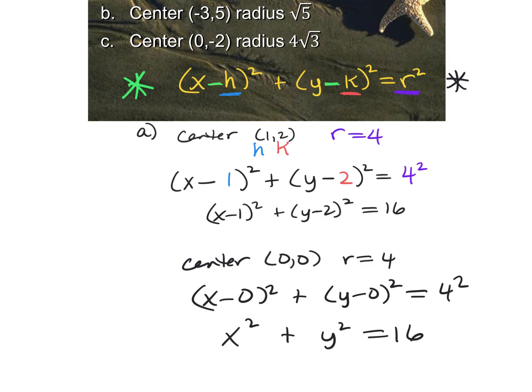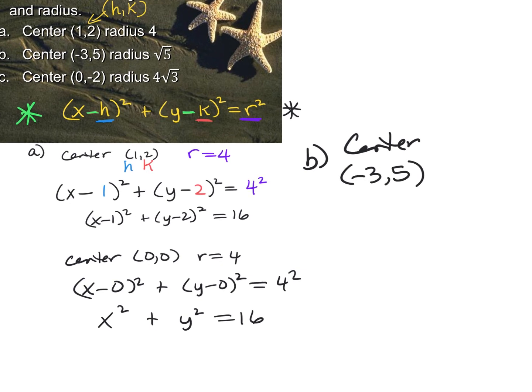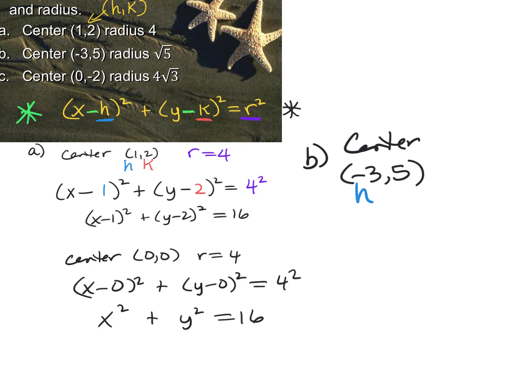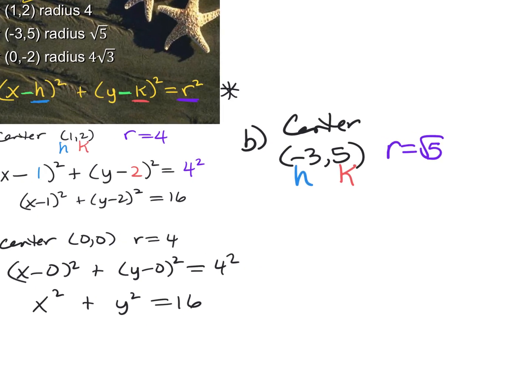Now this one's got a negative h, so we have to be careful. So for example B, the center is the ordered pair negative 3, 5. And again, this is h, this is k, and then the radius is the square root of 5. So let's plug it in. So x minus, and then you're putting a negative 3 here.